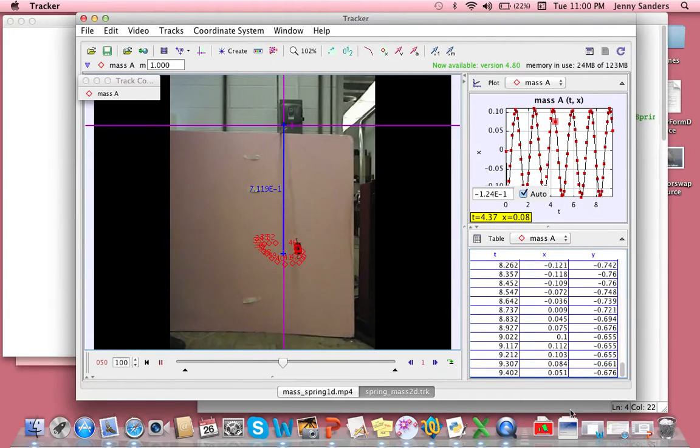So this gives me a list of x and y values, and I'm going to set that up into a CSV file, which is going to be going into my code, so I can compare it to my computational model. So yeah, that's my tracker information.